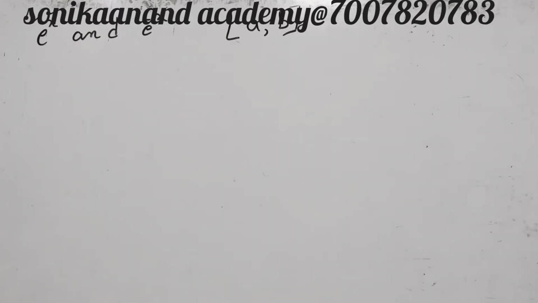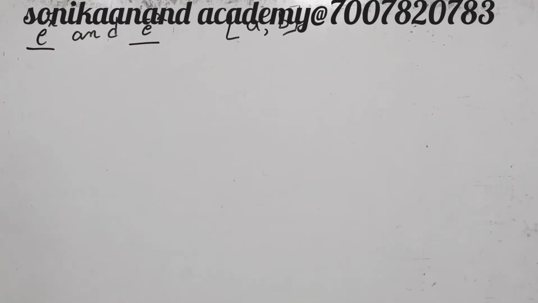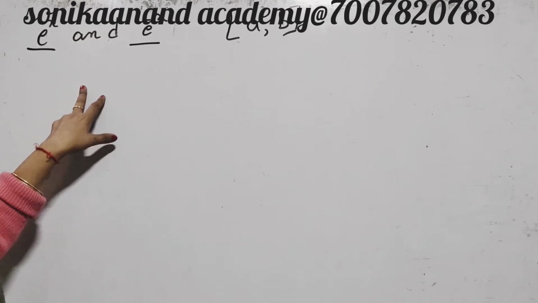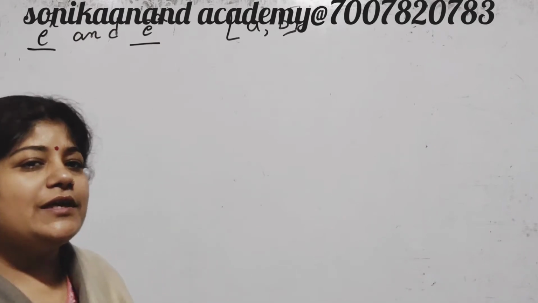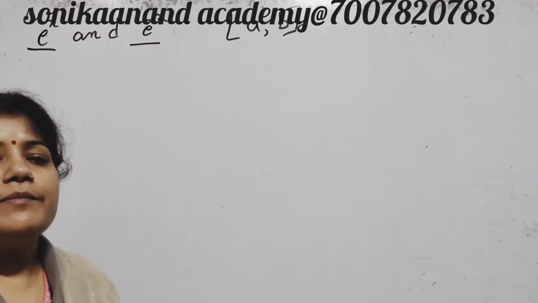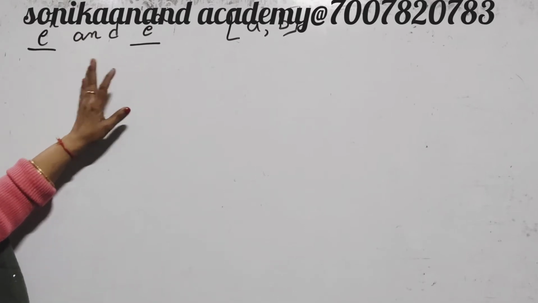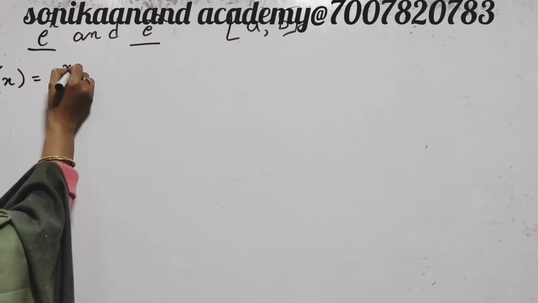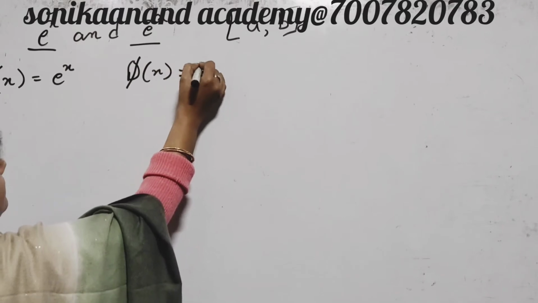Now, if the question is like this: there are two functions e to the power x and e to the power minus x, and we have to verify the Cauchy mean value theorem for these two functions in the interval between a and b. It is also asked in the question to find the relationship between a and b with respect to the point c. These are the two functions. You can assume any one of them, for example, f(x) is equal to e to the power x and psi(x) is equal to e to the power minus x.